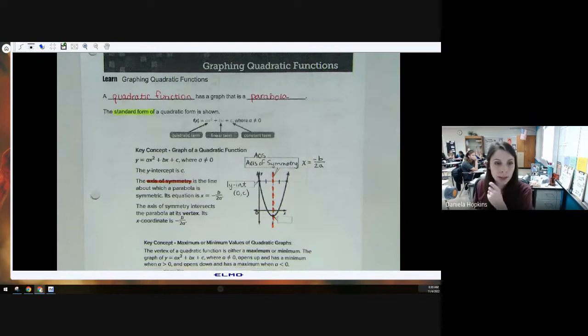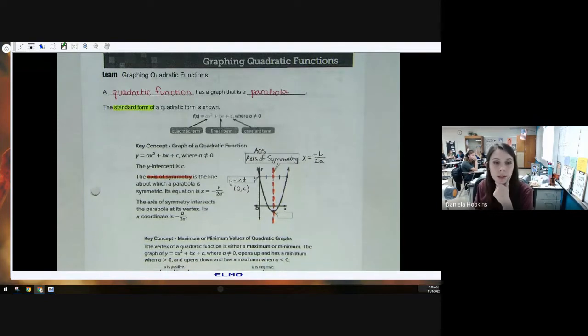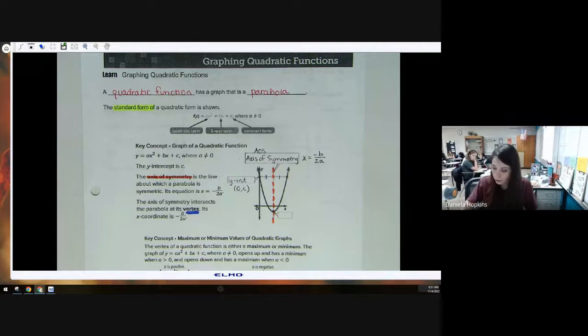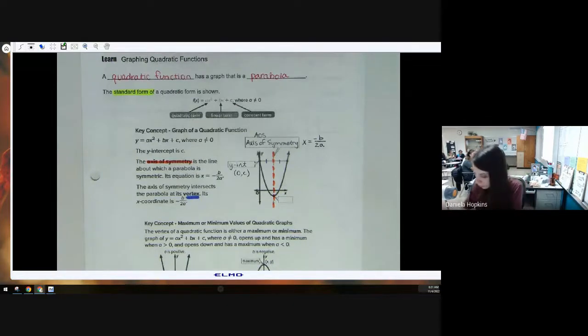The last thing is the vertex. The axis of symmetry intersects the parabola at its vertex. And I'm color coding here. I had a little marker that I did something with. You guys know I like color coding. So the vertex, its x coordinate is negative b over 2a. This next part is going to be confusing when I first write this, but when we do it, it gets a little more clear.